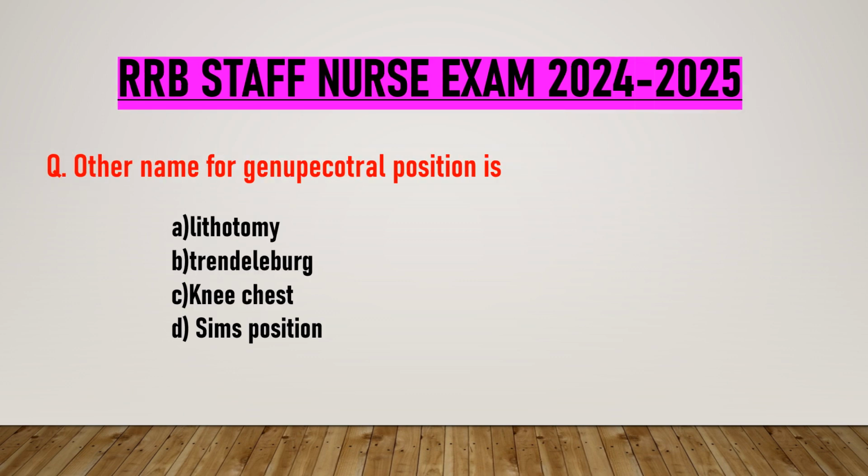Other name for genupectoral position is? Options are lithotomy, Trendelenburg, Sims position, knee-chest. So the answer is option C, Nietzsche's.